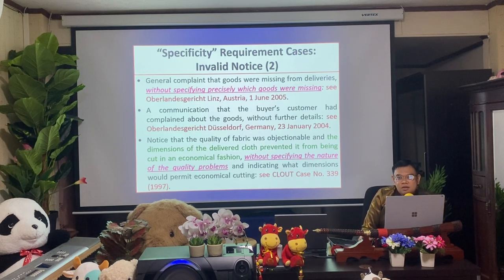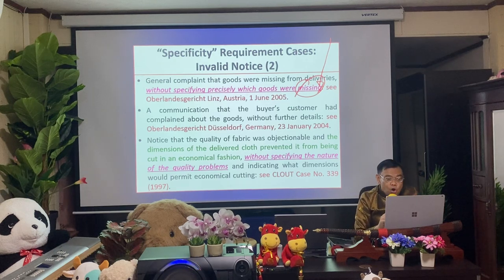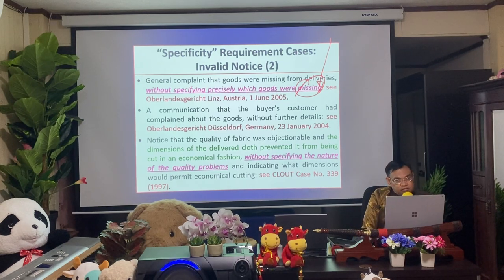In one case, the goods were found to be missing, so the seller did not deliver the goods in the correct quantity as required by the contract. The buyer gave notice to the seller that the goods delivered were deficient in quantity, but the notice did not specify which goods were missing, so it was found that the notice was not good notice as required by the CISG. So when the buyer failed to give good notice according to the CISG, the consequence would be that this buyer would lose the right to rely on the lack of conformity.